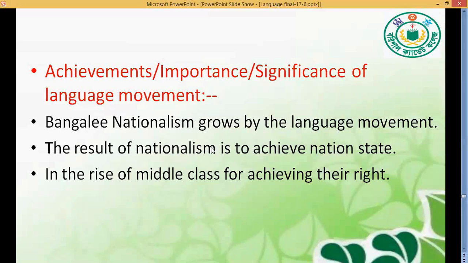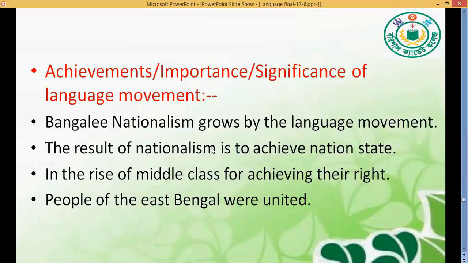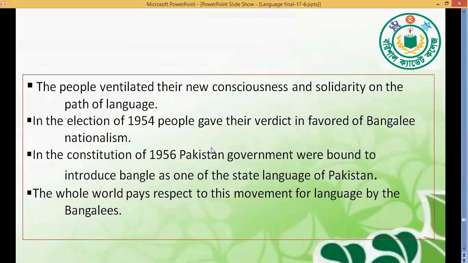Number three, in the rise of the middle class for achieving their rights, people of East Bengal were united. The people ventilated their new consciousness and solidarity on the path of language. In the election of 1954, people gave their verdict in favor of Bengali nationalism. In the constitution of 1956, the Pakistan government was bound to introduce Bangla as one of the state languages of Pakistan.